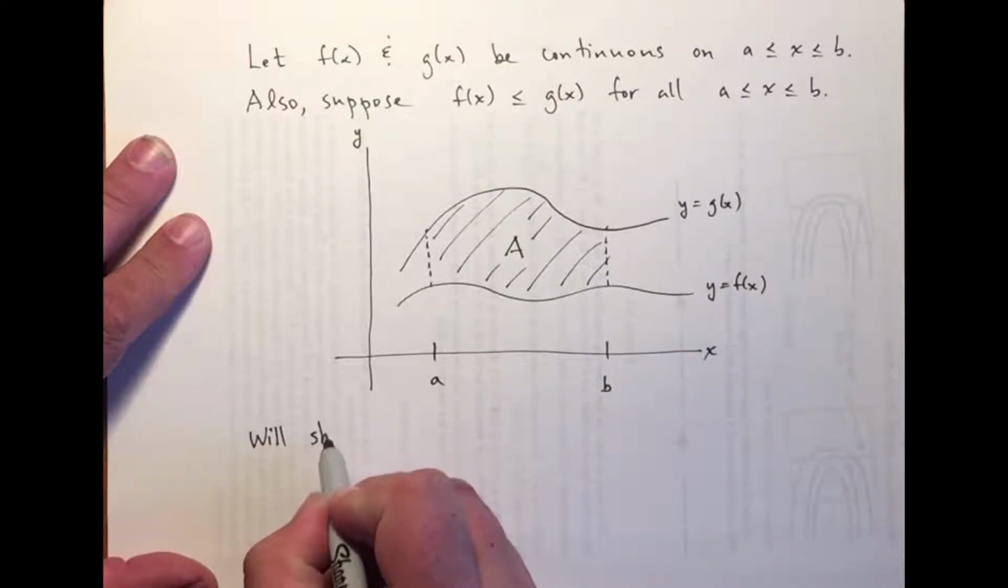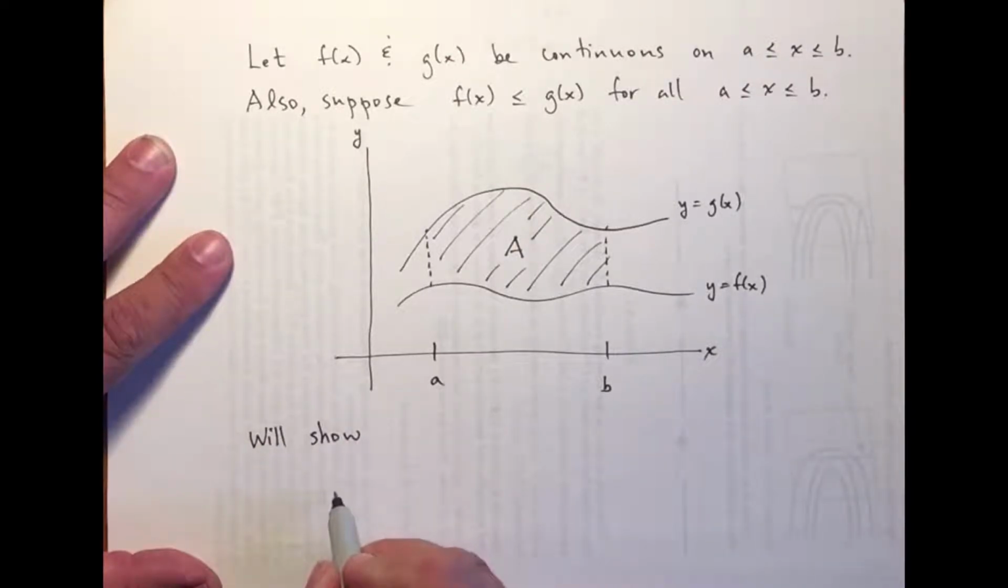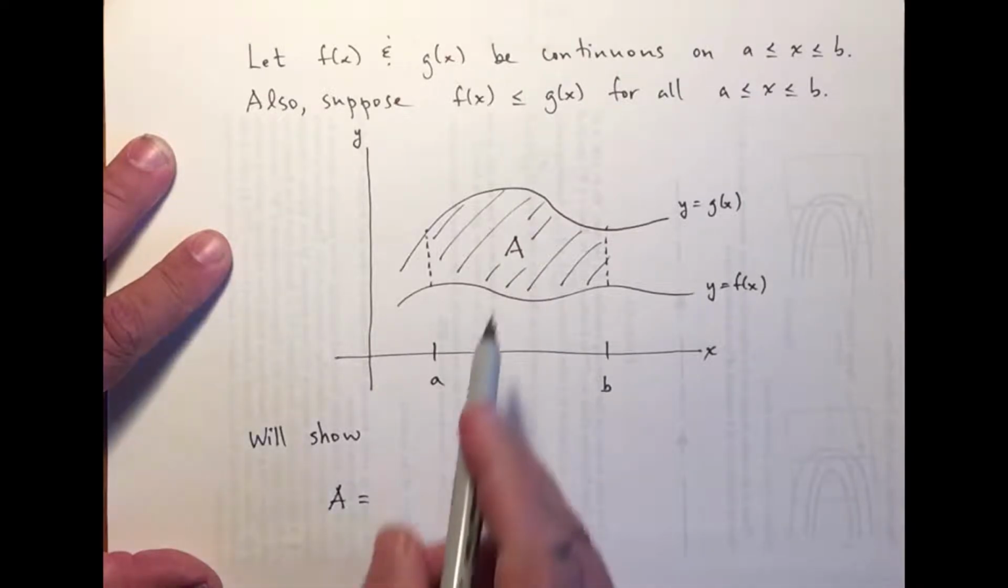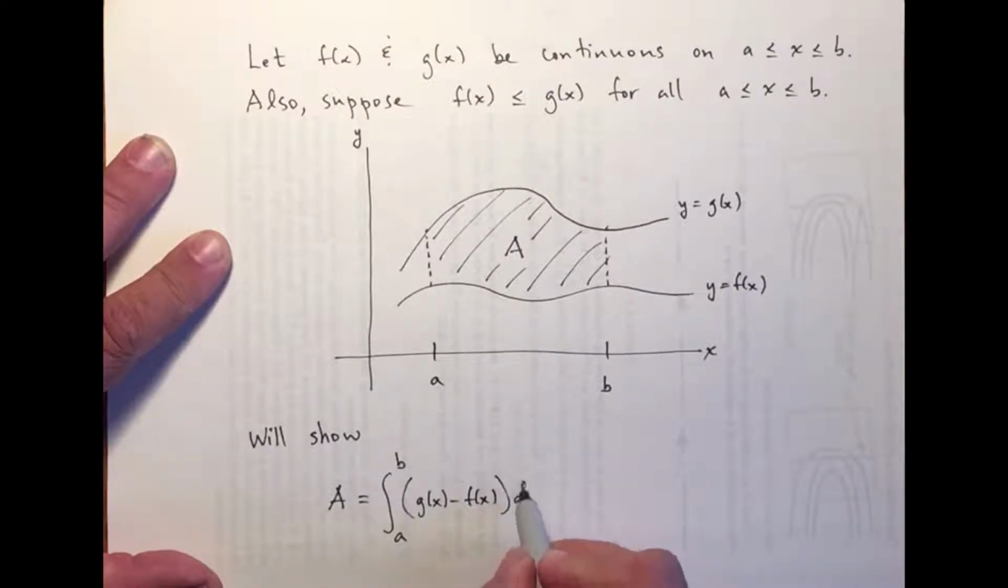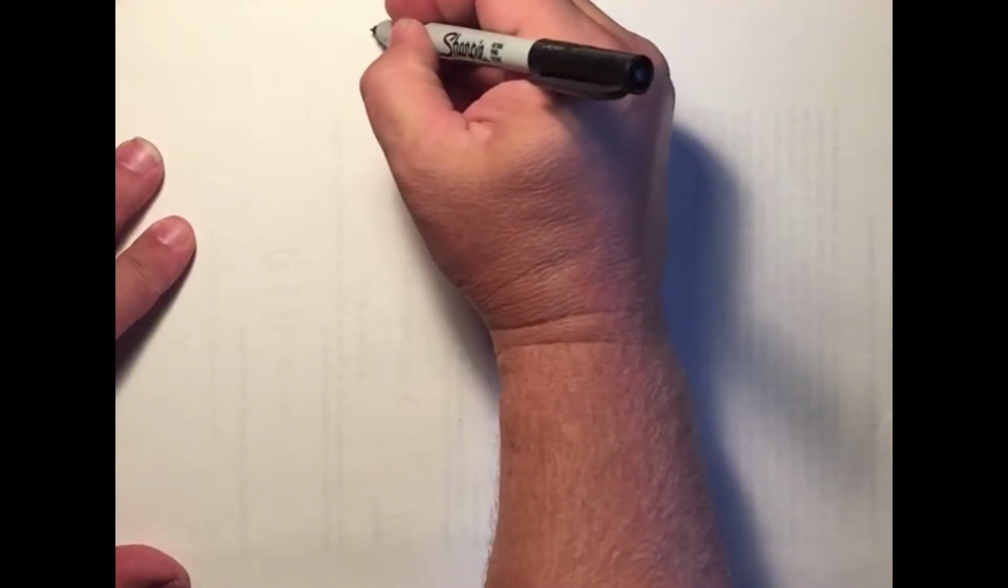So what I'm going to show in this little video is how to derive this formula for this area. And the formula is an integral formula. The area is the integral from a to b of g of x minus f of x. That's the integrand, dx. Let's draw our picture.